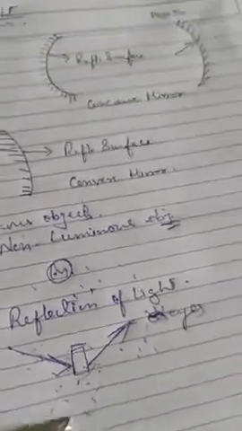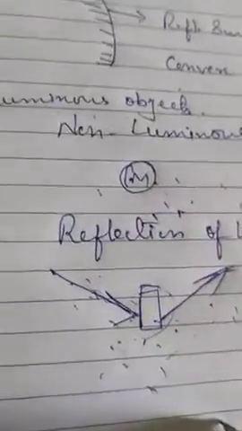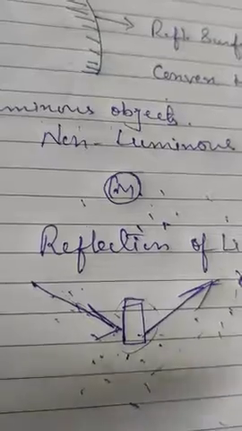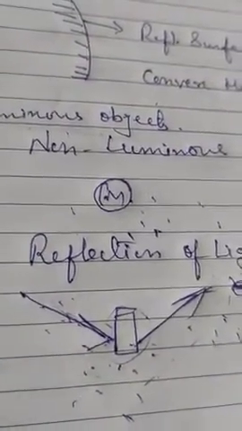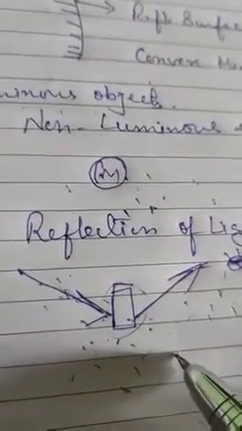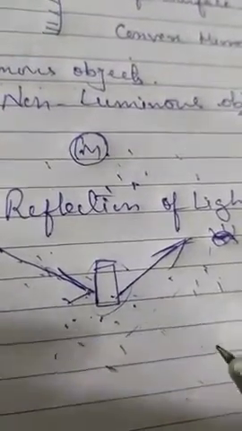Okay. So what happens when light falls on an object? The object may transmit, scatter, absorb or bounce back the light. The bouncing back of light from the surface of an object in the same medium is known as reflection of light. Clear, children? The bouncing back of light from the surface of an object in the same medium is known as reflection of light. Reflection of light depends upon the nature of the object on which it falls.